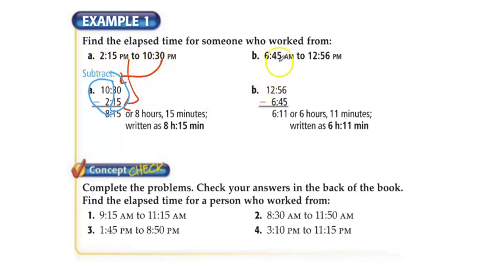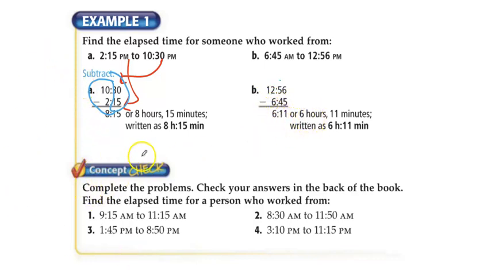Now let's say you get up early at 6:45 and you work till 12:56. How long did I work? Okay, you're doing the same thing. You're subtracting: 56 subtract 45 is 11, and 12 subtract 6 is 6 hours.